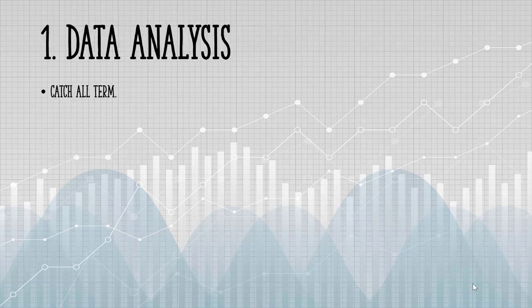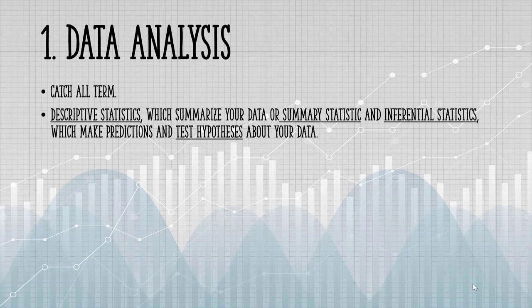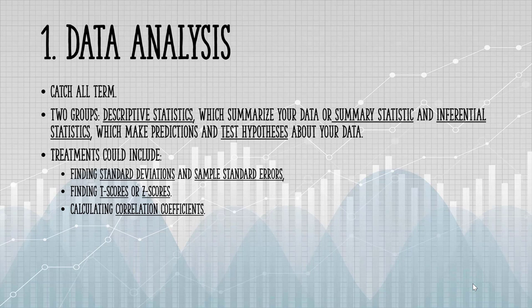Generally speaking, statistical treatment is a catch-all term. It can mean a wide range of things in descriptive statistics, which summarize data, or summary statistics, and inferential statistics, which make predictions and test hypotheses. A treatment could be anything from finding standard deviations or sample standard errors to finding t-scores, z-scores, or calculating correlation coefficients. But perhaps the biggest issue in statistics is choosing a hypothesis test.